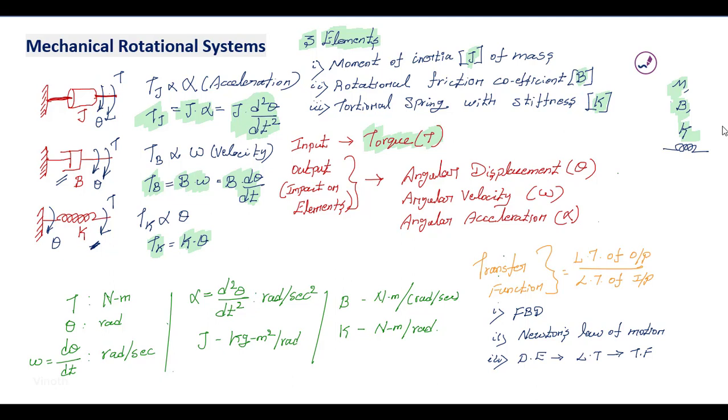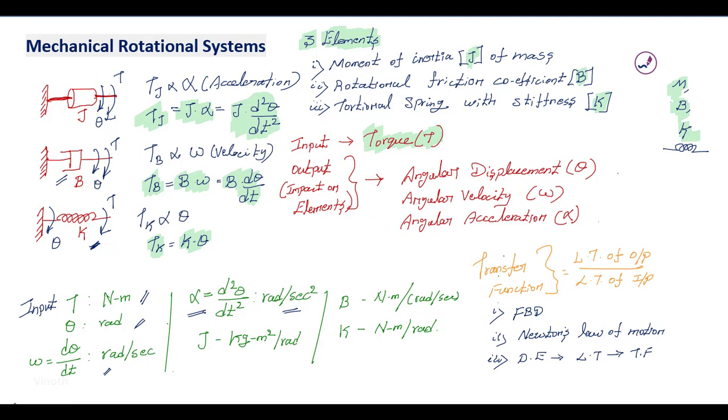Here I have shown some mathematical notations to remember when we want to model a mechanical rotational system. The input applied to the mechanical rotational system is the torque, and the resultant torques based on the type of element may involve the angular displacement, whose unit is radian, while the unit of torque is Newton meter. For the damper element, the resultant is the angular velocity, the first derivative of the displacement, d theta by dt, and the unit is radian per second. For the mass element, the resultant is directly proportional to the acceleration, whose unit is radian per second squared.